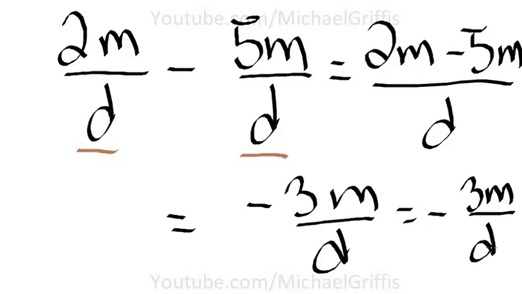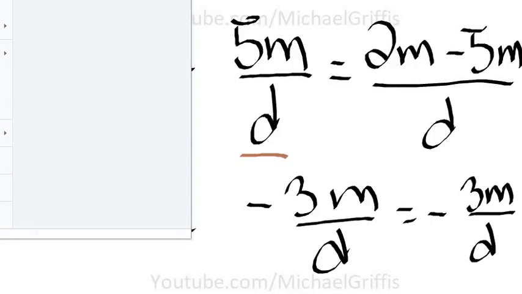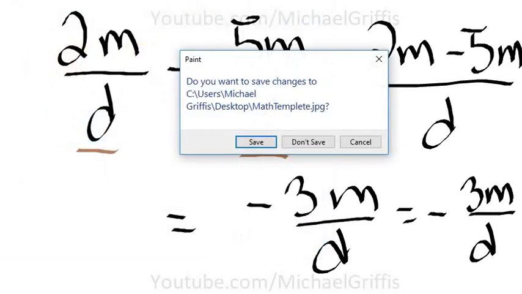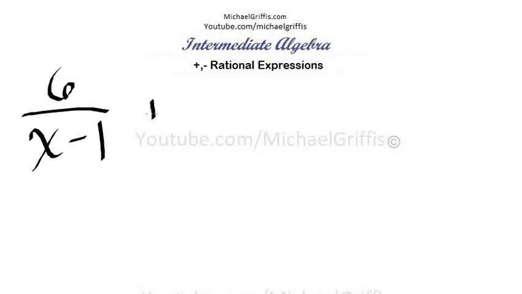All right, I've run out of room. Let's get a new palette going here. I need to lengthen the page is what I need to do. Okay, let's do this one here. This is a tricky one: 6 over x minus 1 plus 2 over 1 minus x.